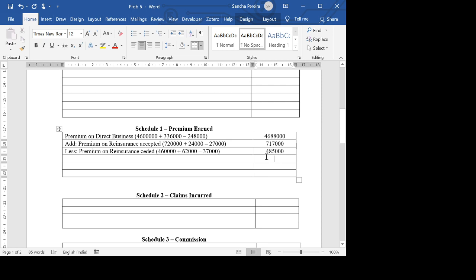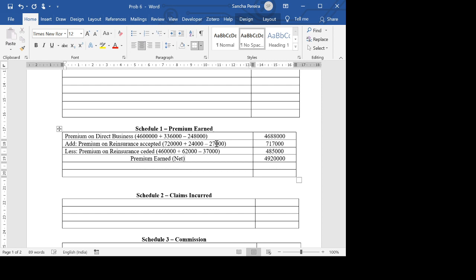46,88,000 plus 7,17,000 minus 4,85,000. We have 49,20,000. This we are going to call premium earned net.